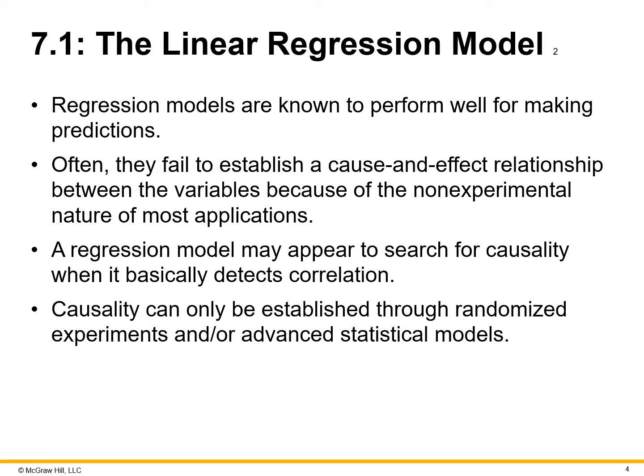A regression model may appear to search for causality when it basically detects correlation. Causality, cause and effect, can only be established through randomized experiments and/or advanced statistical models. At times, we use a linear regression model as a starting place to find out at least is this target variable impacted by this other variable? Like, for example, why is age impacted by education versus occupation or income level? And then you see a correlation.